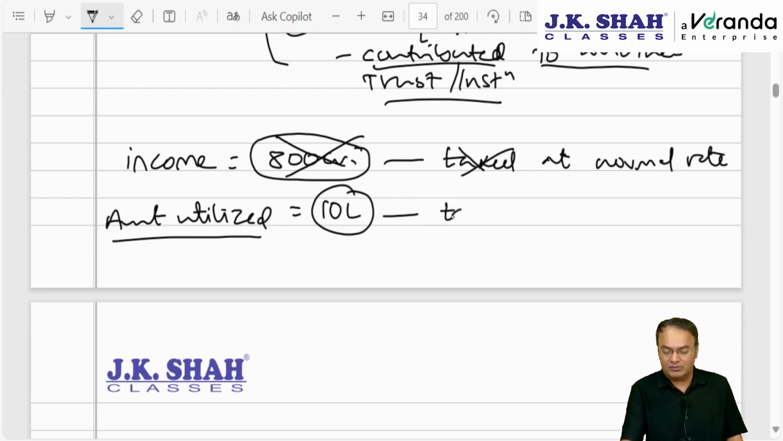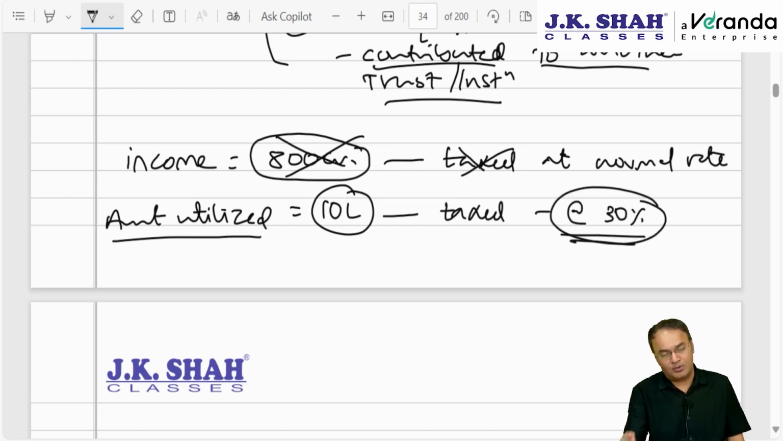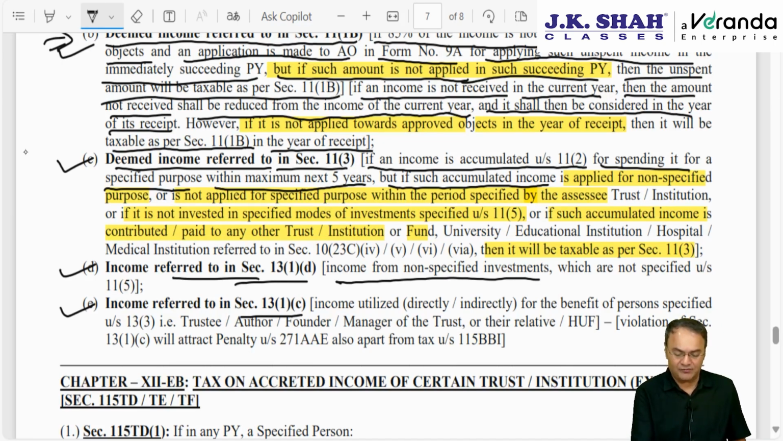Then only this much will be taxed now, but at a flat rate of 30%. So people said, okay, fine, 30, then no problem, even if you charge 30, but at least there is a relief that instead of 800 crore, only 10 lakhs is taxable. Okay, all the 5 incomes.